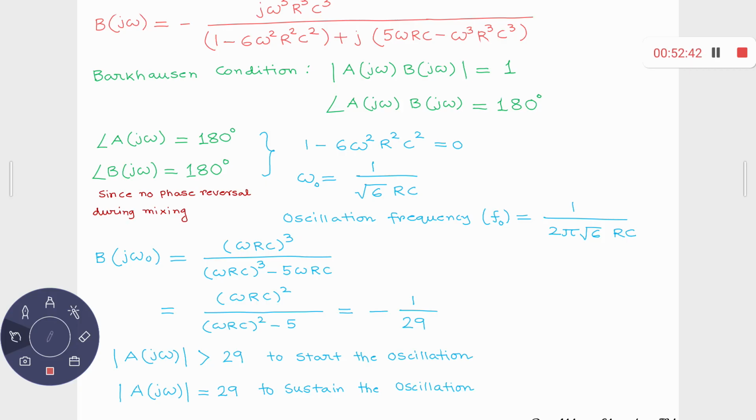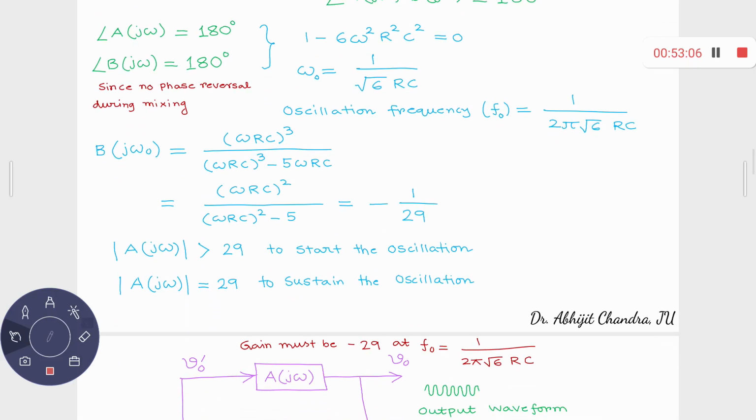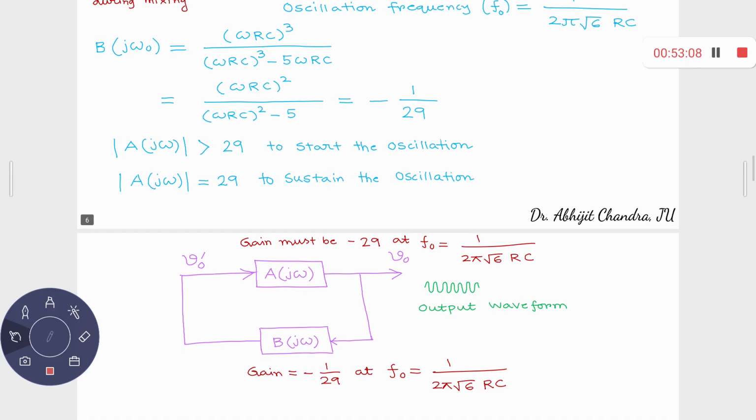So initially, to start with, the gain can be made a little bit higher than 29 to start the oscillation, and once the oscillation gets started, then you can select this mode of j omega is 29 to sustain the oscillation. Okay, and the selection of this value is very important. You have to make it very close to 29, right? Okay, it looks something like that.